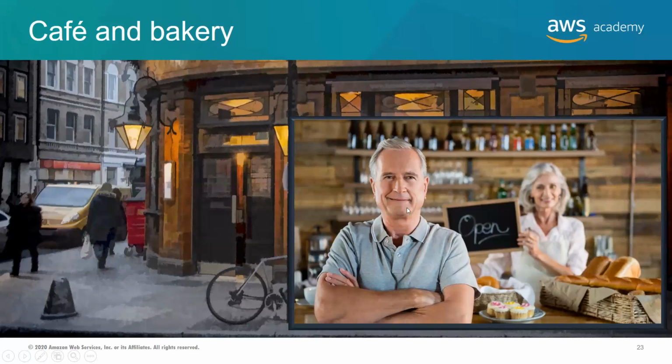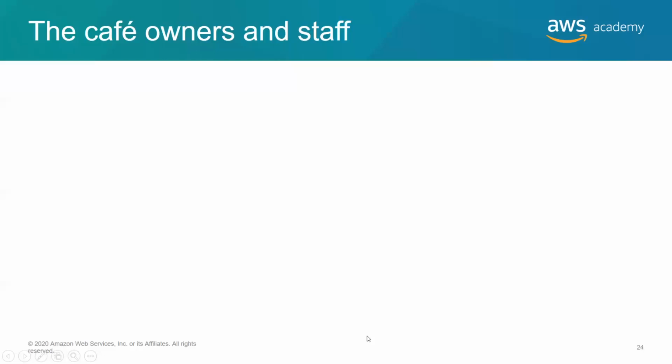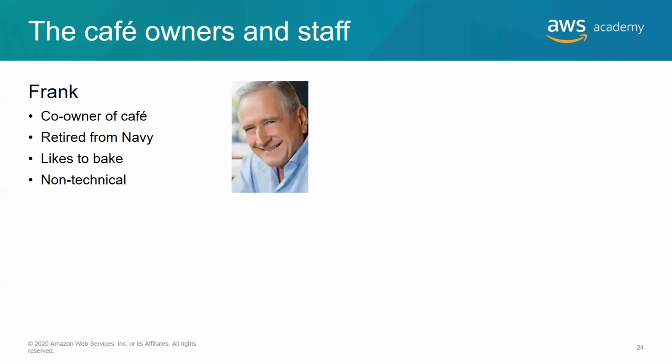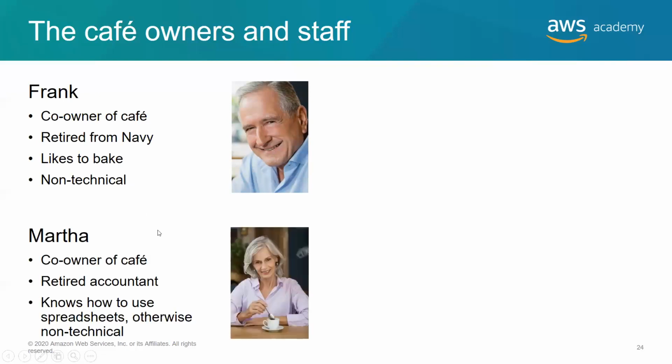He's from the military. He has resigned and come out of the military, and he's interested in starting a cafe, right? A cafe and bakery. This guy loves to bake cakes properly, and he wanted to start a cafe here, right? So let me see who the staff for the cafe are. Frank, as I just told you, is a co-owner of the cafe, retired from the Navy, likes to bake, and is non-technical.